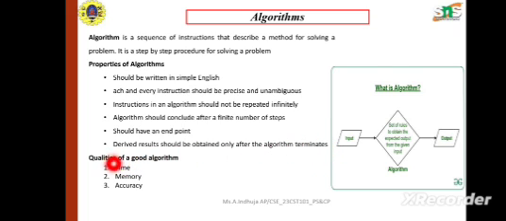So what are the qualities of a good algorithm? A good algorithm must not consume more time, it should not occupy most of the memory, and it should be accurate. The algorithm takes an input and a set of rules to obtain the expected output from the given input. So in processing the given input, we get an output. This is what is called an algorithm.